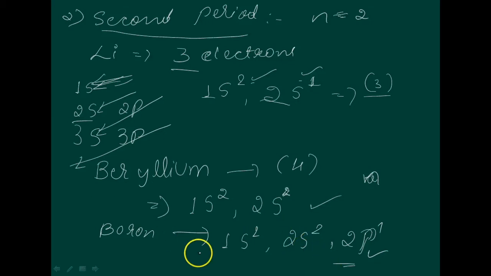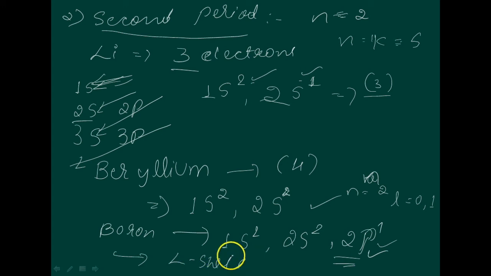So now it has entered, because n is equal to 1 is K, which has s. For n is equal to 2, l is equal to 0 and 1, 1 means p. Okay, so this is the L shell. Boron will come under the L shell.